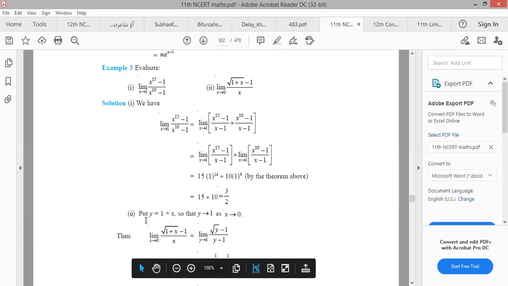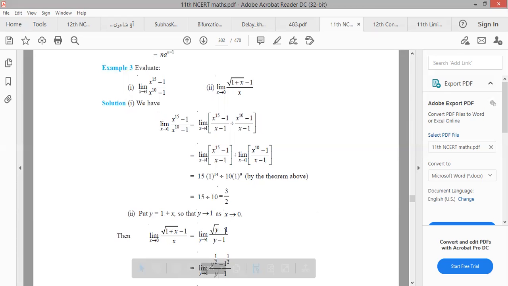So what to do for that? We will put y equal to 1 plus x. We will use the substitution here. y is equal to 1 plus x. As y tends to 1, x tends to 0. The limit as x tends to 0 of (root of 1 plus x minus 1) divided by x will be equal to the limit as y tends to 1 of (under root of y minus 1) divided by (y minus 1).